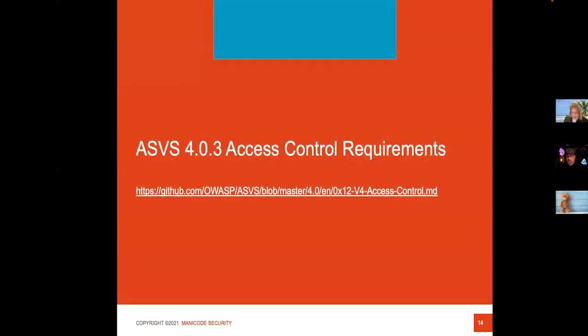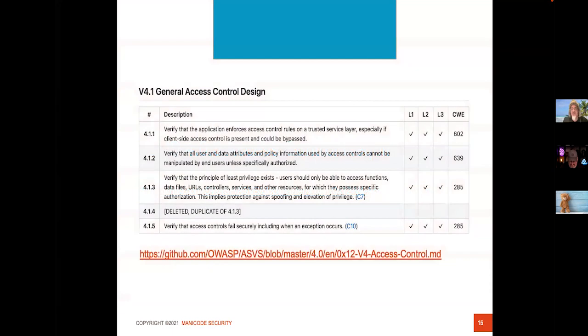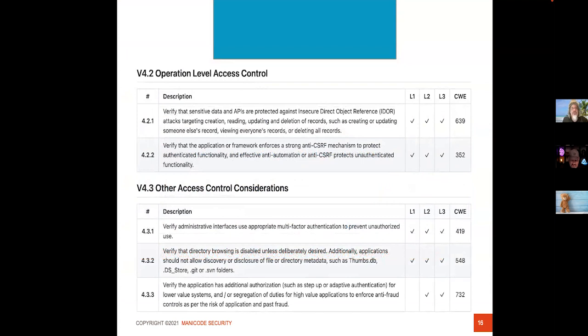There are also some standards and requirements in the ASVS 4.0.3. Mark, make sure you read this. There's 4.1 general access control design, operational access control, and other access control considerations. Your homework, Mark, is to give me a PR to help me fix the access control rules and make it better in some way, and I'll be watching you, Mark.